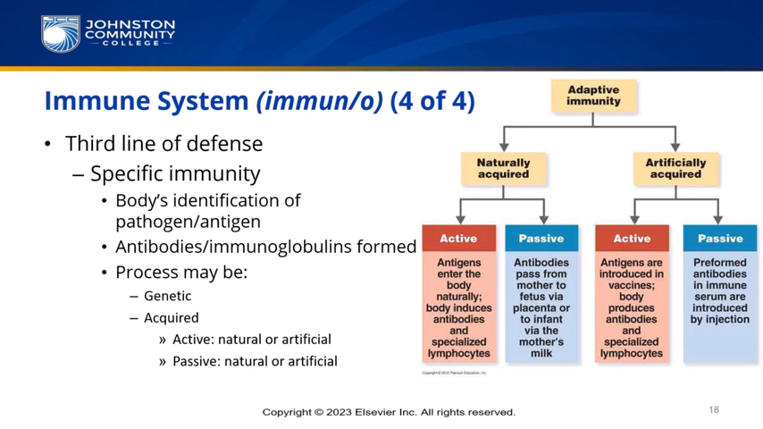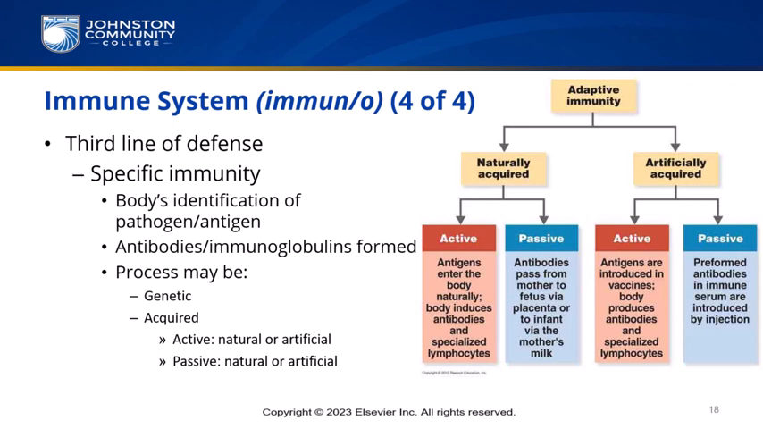The recognition of the pathogens can be genetically determined or acquired. If genetically determined, individuals inherit the ability to resist certain diseases because of their species, race, sex, or individual genetics. Acquired forms of immunity are either active or passive. So active acquired immunity is natural immunity.